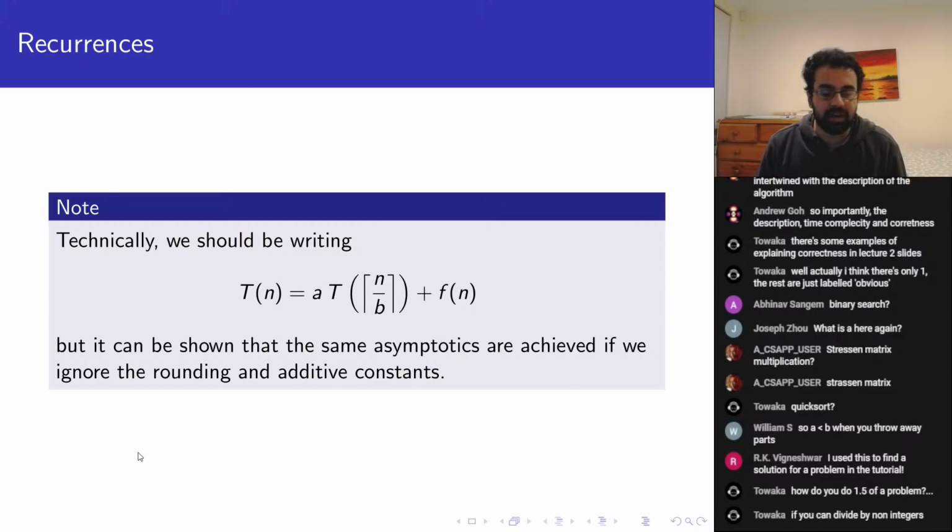If I start with an instance of size 10 and I make it into instances of size 10 over root 2, then my new instance would be size 8, I think, if I'm not mistaken, because it's like 7 point something, right? So generally we'll round up, but the rounding doesn't matter. The rounding doesn't affect the asymptotics.